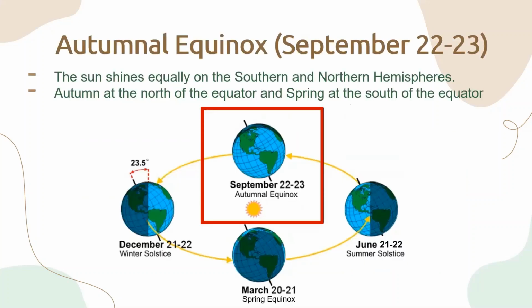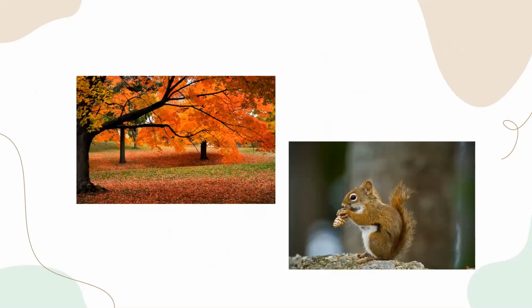By the month of September, the Sun shines equally on the Southern and Northern Hemispheres. This month marks the beginning of autumn in the Northern Hemisphere and spring in the Southern Hemisphere. On September 22 or 23, the length of day and night is equal everywhere on Earth. This is called the Autumnal Equinox. During autumn, the leaves change color and fall from the trees. Some animals collect food before winter comes.